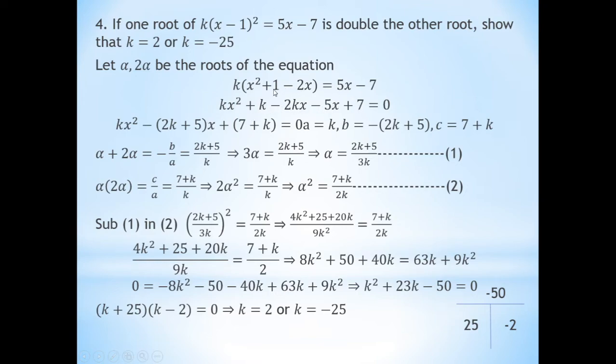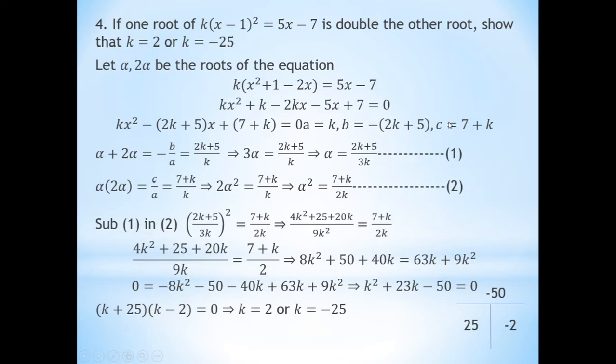Now 7 and k remain. So 7 plus k is bracketed because that is the constant term. So this looks like a what? A quadratic equation. Now you know that the coefficient of x square is considered as a. So a is what? k. And the coefficient of x is considered as b. So b is equal to minus of 2k plus 5. And c is the constant term, which is 7 plus k.